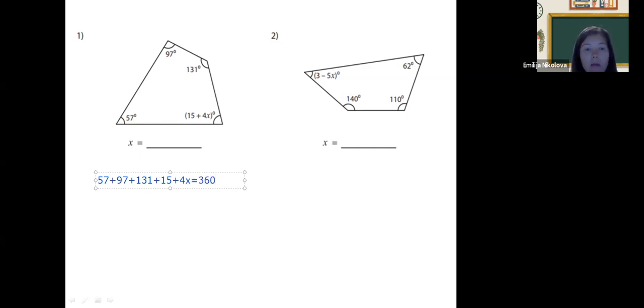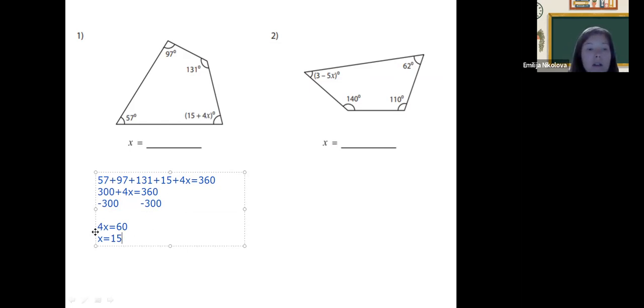And we know that the sum of all of them is 360. So we can add all these together: 57 plus 97 plus 131 plus 15, that's 300, plus 4x. This is what we have on the left side, equals 360 on the right side. Now we want 4x to be alone in order to find how much it is. So we can subtract 300 from both sides. We get 4x equals 360 minus 300, that's 60, or just x will equal 15.